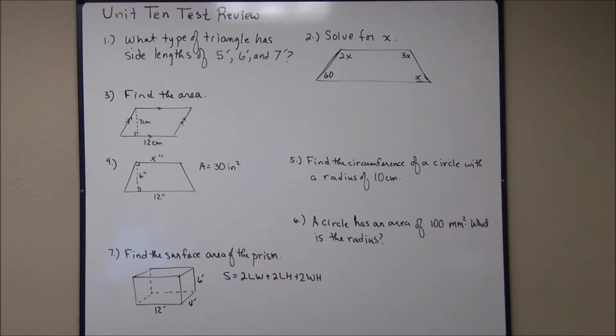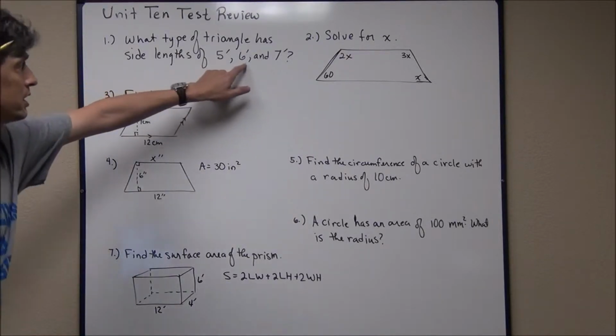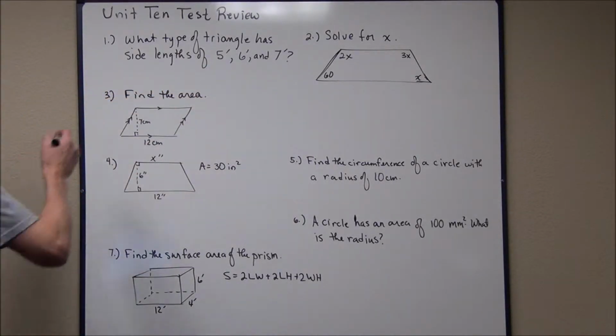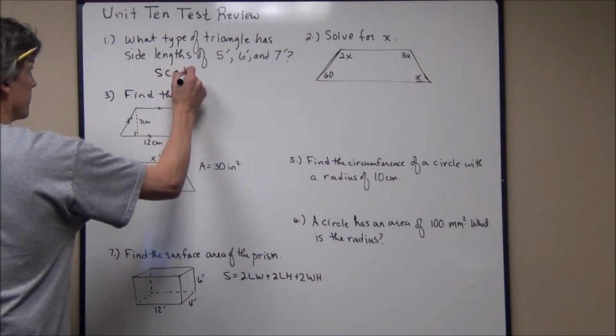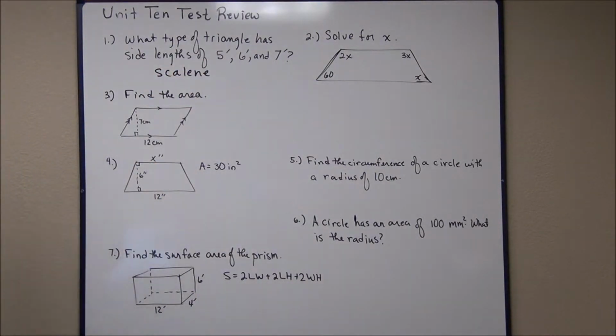Problem 1. What type of triangle has side lengths of 5 feet, 6 feet, and 7 feet? Well, we classify triangles by angles and by side lengths, and since all we have here are side lengths, we have to use it that way. And since all three side lengths are different, that means that this is scalene. If all three are the same, it's equilateral, and if two of them are the same, it's isosceles.